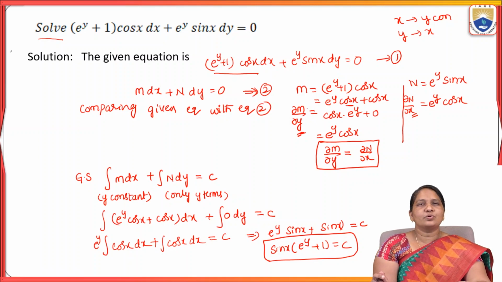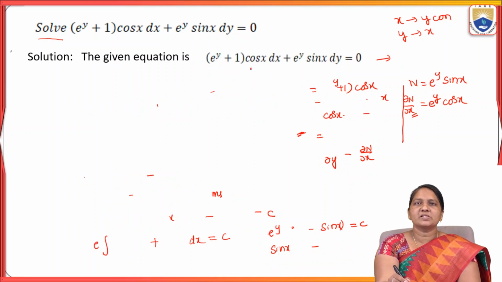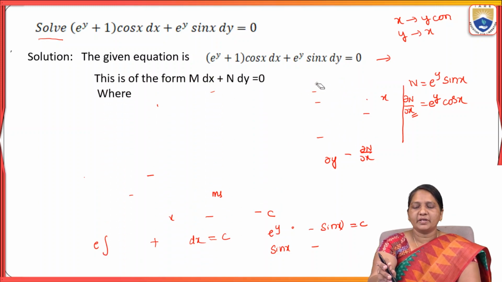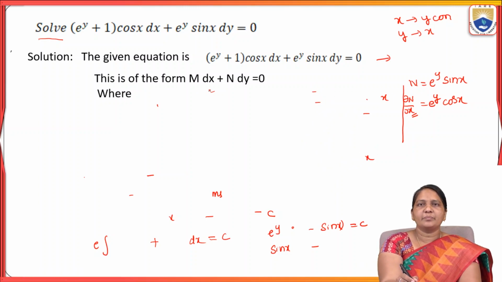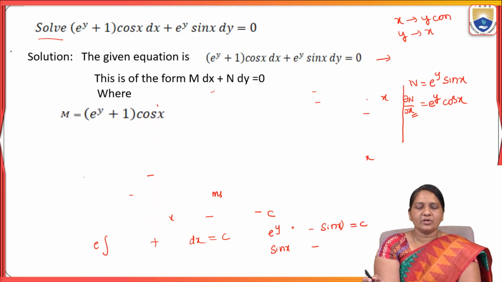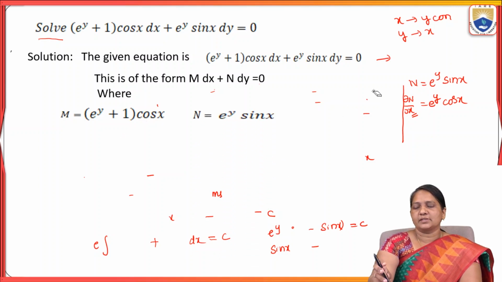So this is the way to solve the given problem. So we can observe here, the given equation is e power y plus 1 into cos x dx plus e power y sin x dy equal to 0. Now we are comparing this with the exact differential equation form, that is m dx plus n dy equal to 0. So here we can take m value is e power y plus 1 into cos x and n value is e power y sin x.